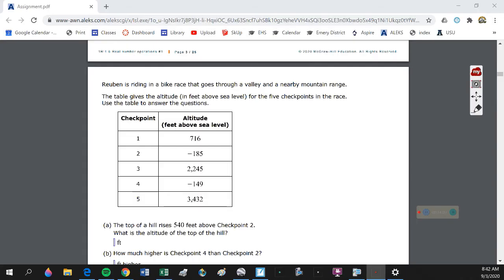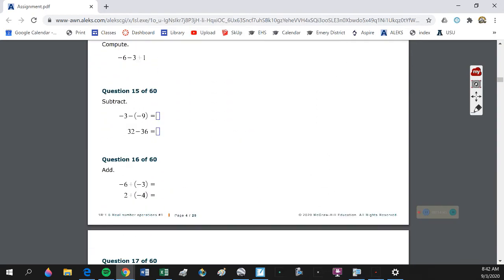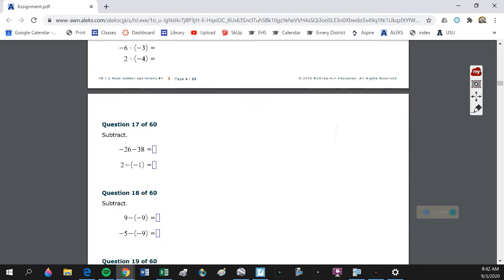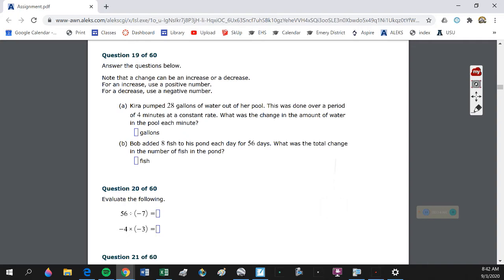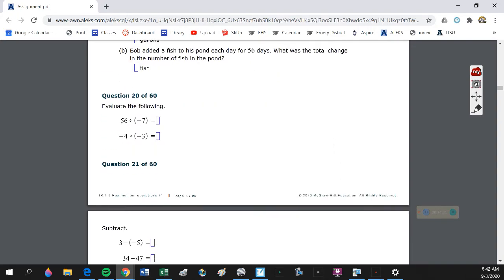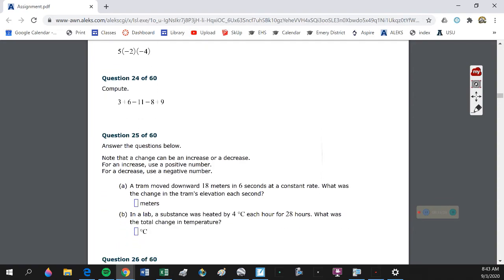So, in this assignment, and this is a long assignment because there's so many easy questions. All right, 56 divided by -7 is going to be -8. And negative 4 times negative 3, positive 12. Okay?